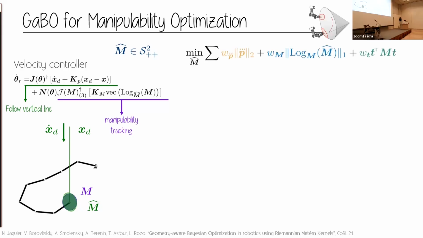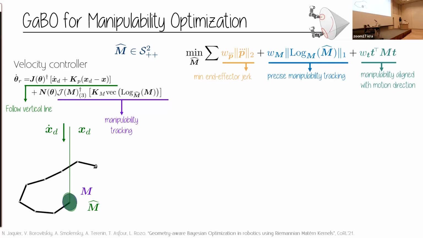This is the objective function we are minimizing. So we would like the robot to be able to follow this trajectory with a low end effector jerk. We would like to have the manipulability aligned with the direction of motion of the robot. And we would like to be able to precisely track a manipulability, because if we put a desired manipulability that is untrackable, I mean, there is no point, right?